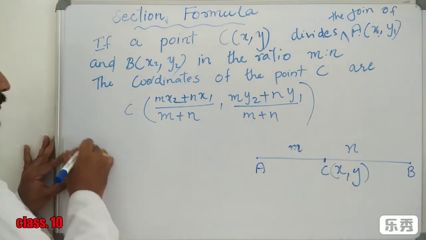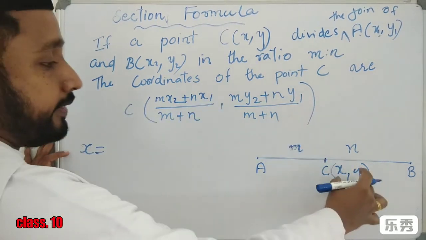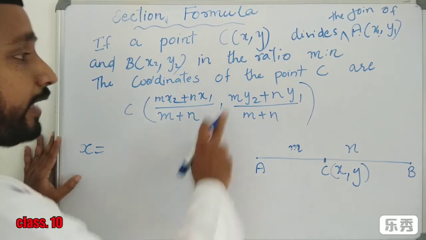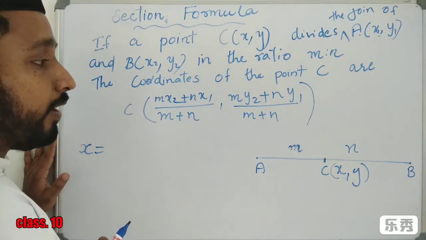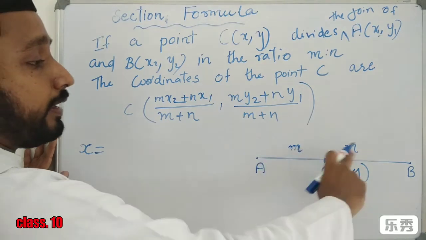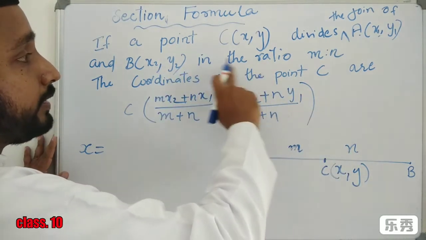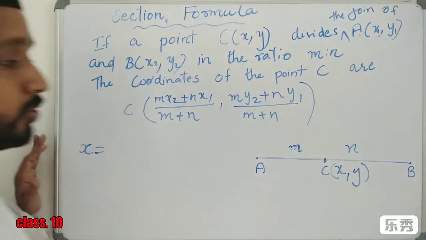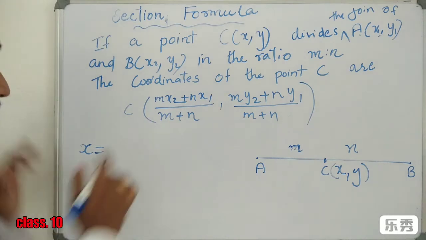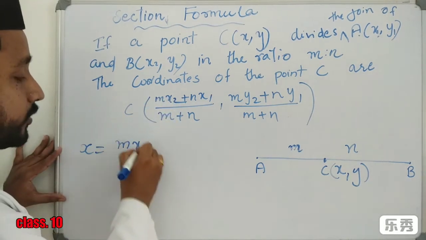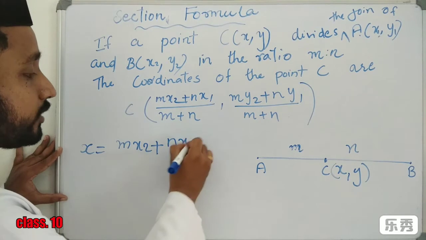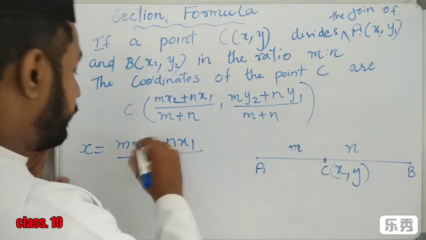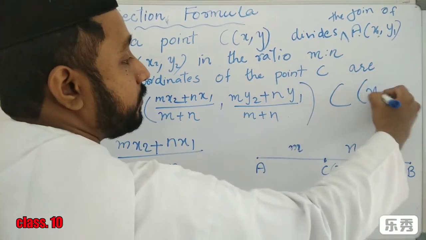Then the coordinates of the point C are (x, y), which means C is ((m x2 + n x1) / (m + n), (m y2 + n y1) / (m + n)). m and n are numbers, which means the ratio m:n. We are considering this C in the ratio m:n. So x is equal to (m x2 + n x1) divided by (m + n).